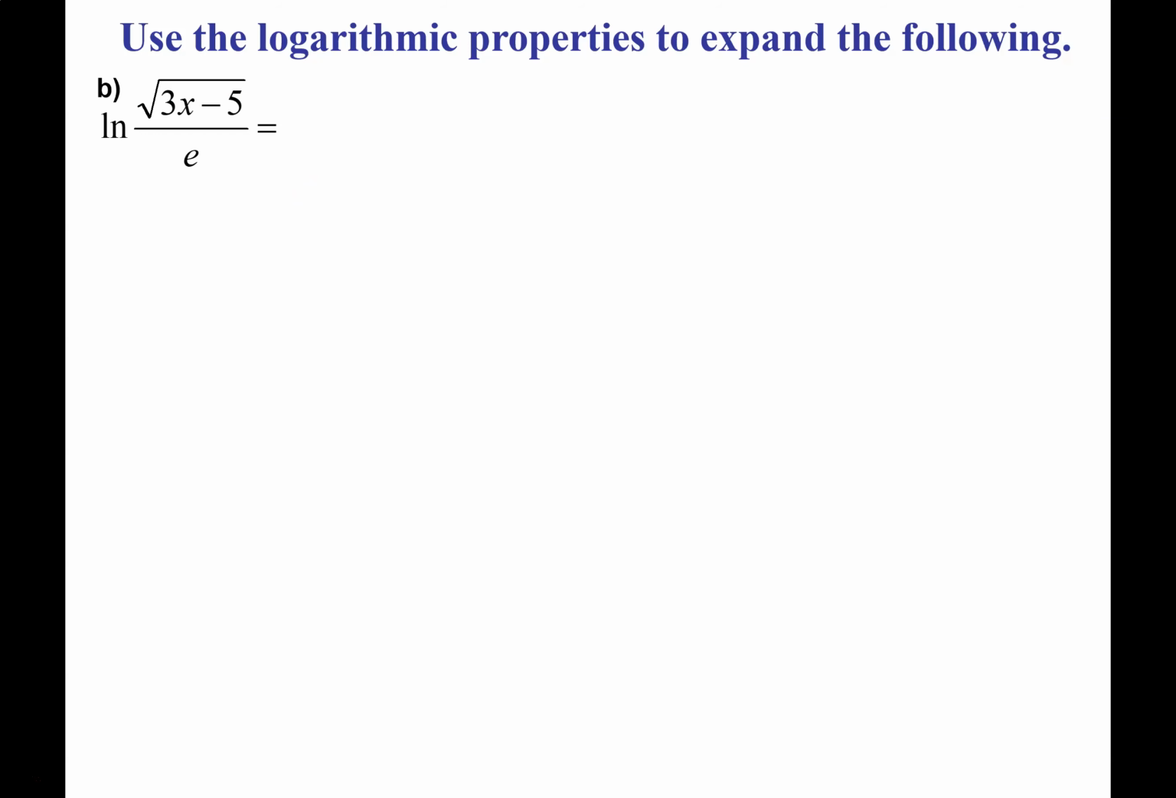Let's try another one. Use logarithmic properties to expand the following. Letter B. Now we have ln, natural log, remember? Natural log of the square root of 3x minus 5 divided by e. I'm going to go ahead and make the square root into an exponent. All right. Now we have natural log of 3x minus 5 to the 1/2. Where did I get that from? So as a reminder, square root, remember you have a root of 2 there, and you would have an exponent of 1 there. That's where it's coming from. Divided by e, okay?